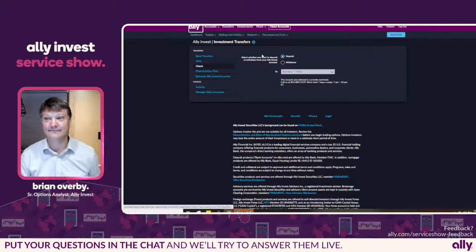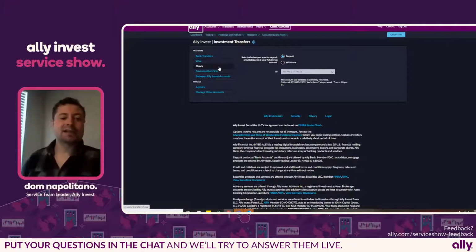No problem whatsoever. So the check, that's going to be the slowest way to fund the account. And when it does hit the account, it still will need that 3 business day clearing period if it's the initial deposit. If not, it will follow the same rules as if it was an ACH. The only problem with the check is we don't allow mobile deposits on the invest side. So you actually have to mail it, and you are subject to the mailing timeframes.